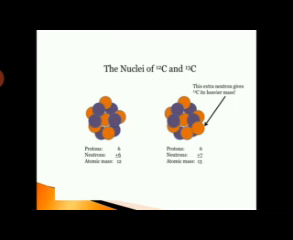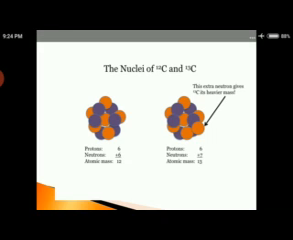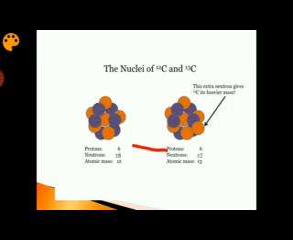So if we look at this carbon 12 and carbon 13, the number of neutrons differ by 1. In a carbon 12 nucleus, there are 6 neutrons, and in a carbon 13 nucleus, there are 7 neutrons. But you can see the number of protons are the same in both nuclei, but the number of neutrons differ. These types of nuclei are called isotopes.